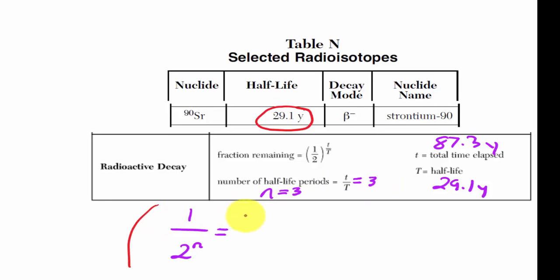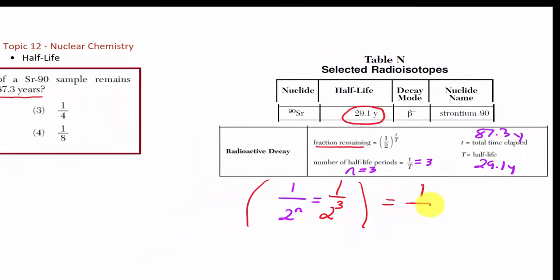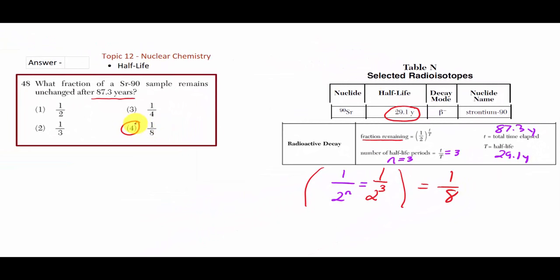This little fraction is going to give us the answer. The fraction of your original sample remaining is always equal to 1/2 raised to the power that's equal to the number of half-lives gone by, which can be rewritten as 1/2 to the n. In this case, 1/2 to the n is the same as 1/2 to the third power, which equals 1/8. That's going to be answer number 4. So we expect to see 1/8 of our original sample.